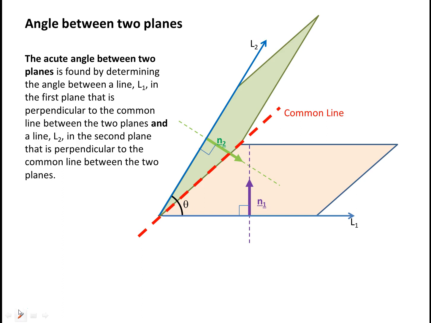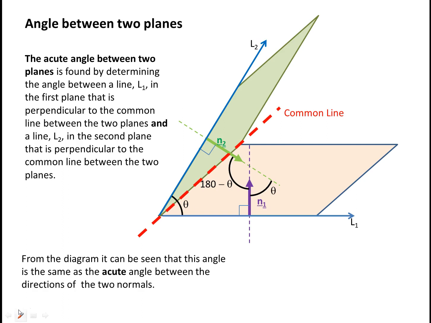So if we look at the quadrilateral formed by the two lines and the two normals, at the moment we've got an angle of theta in the quadrilateral, and we've got two right angles. So at the moment we've got 180 plus theta. So the remaining angle must be 180 minus theta. Now that means that the angle between the two normals is 180 minus theta, or equivalently, the acute angle between the two normals is just theta. In other words, the acute angle between two planes is exactly the same as the acute angle between the two normals.